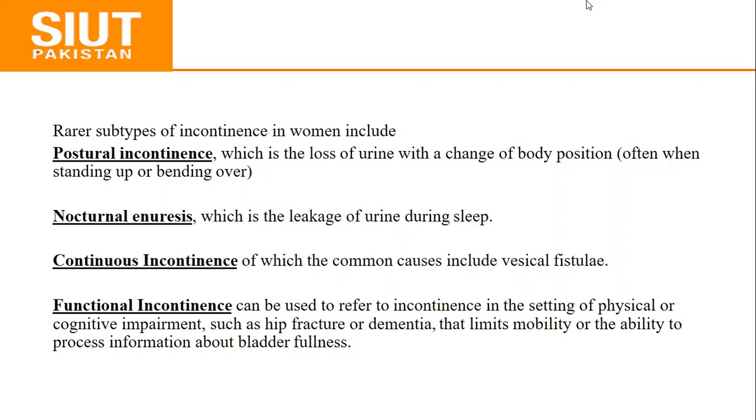The other rarer forms of incontinence include postural incontinence, which is the loss of urine on change of body position, maybe on standing up or bending over. There are also nocturnal enuresis and continuous incontinence, which commonly includes vesical fistulae. Functional incontinence basically refers to incontinence in the setting of physical or cognitive impairment, such as fracture or dementia, that limits the mobility and ability to process the information about the fullness of the bladder.